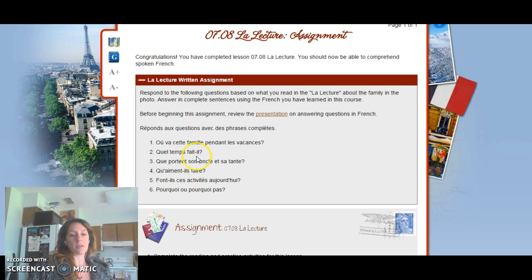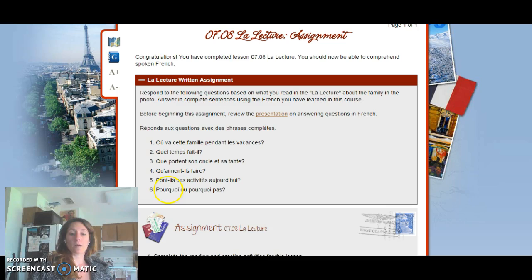Question number 2. Quel temps fait-il? They're asking about the weather, not the temperature, not what time it is. Quel temps? What weather does it? What's the weather like? It does, and I tell you the weather. Il fait, and the weather. Que porte son oncle et sa tante? What wear her uncle and her aunt? So what are they wearing? Her uncle and her aunt wear, and the answer, right?